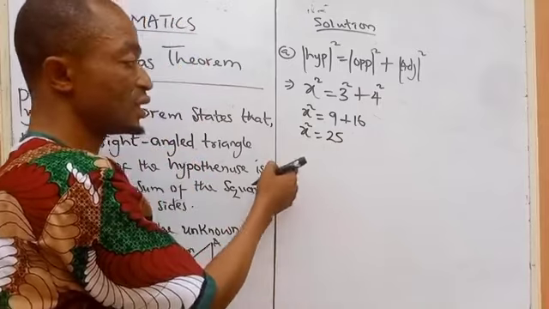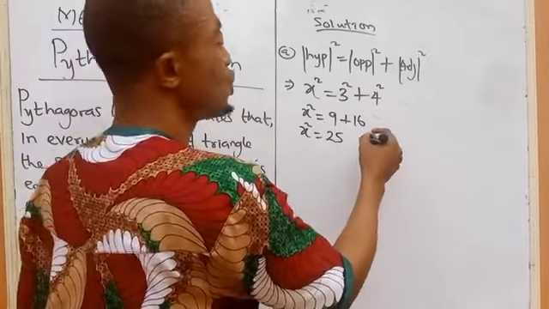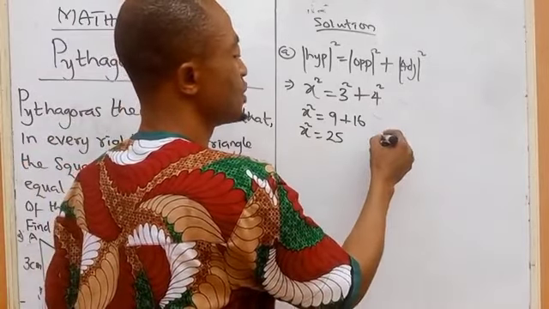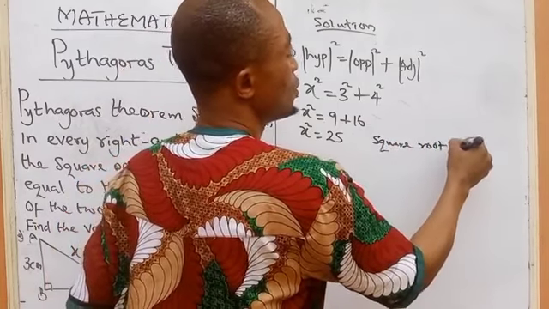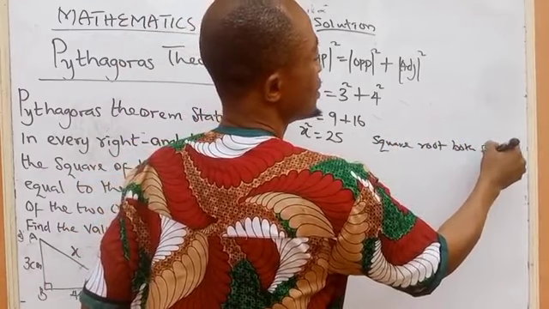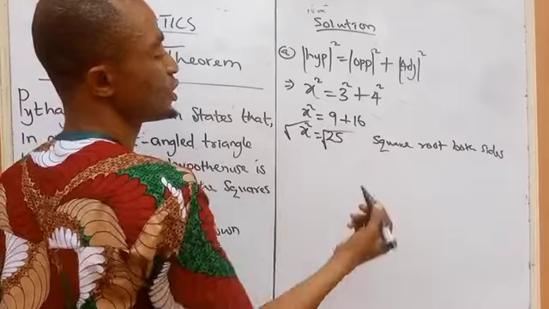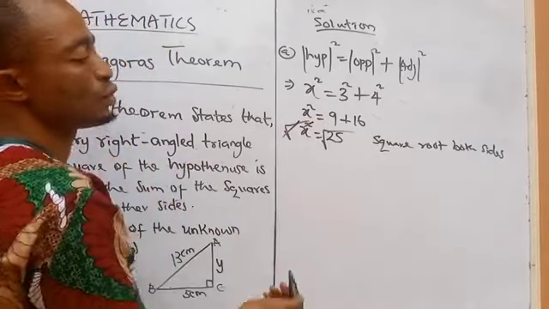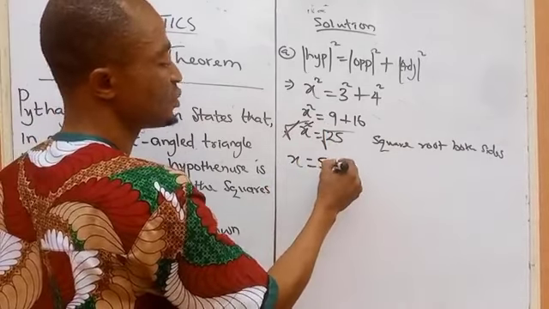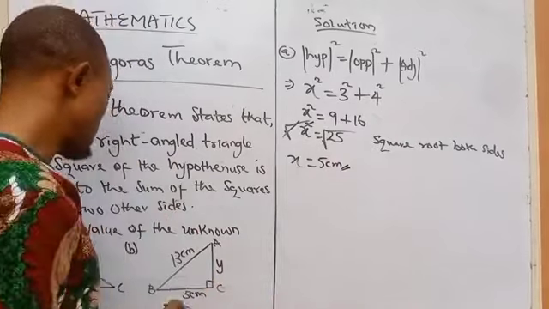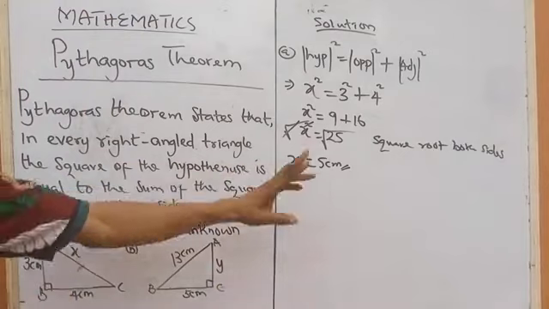So we are looking for x. In order to get the value of x, we find the square root of both sides. So we put the square root on this, so that the square will cancel the square root here, so that our x now equals the square root of 25, that is 5 centimeter. So we see that our hypotenuse, which is x, is 5 centimeter.